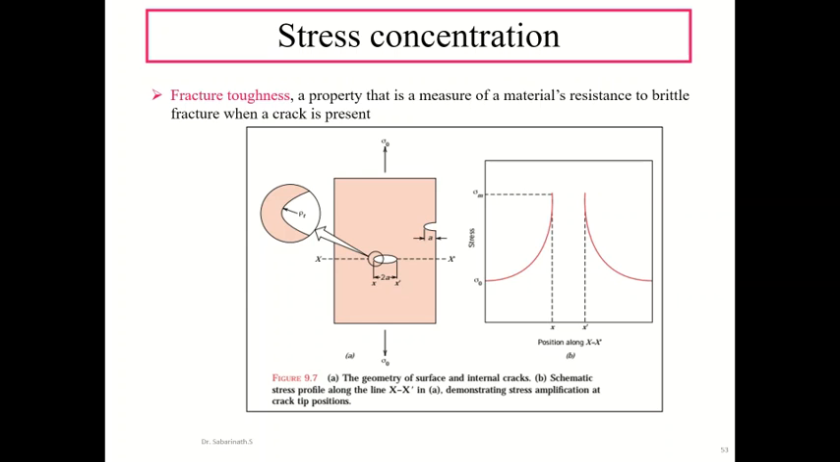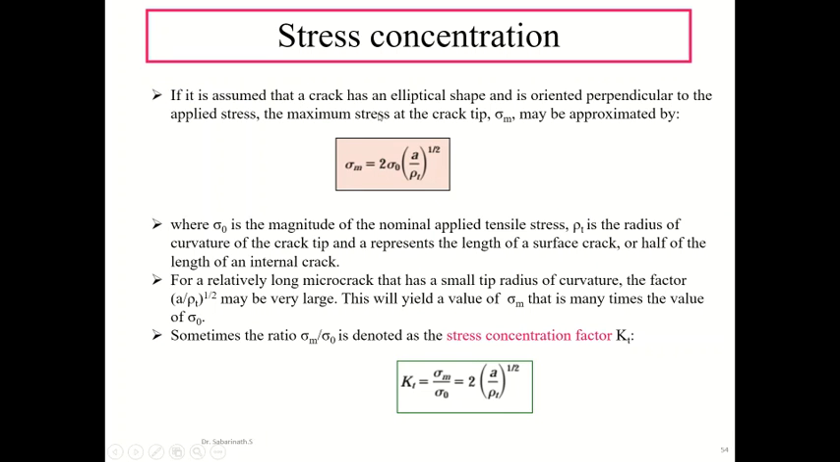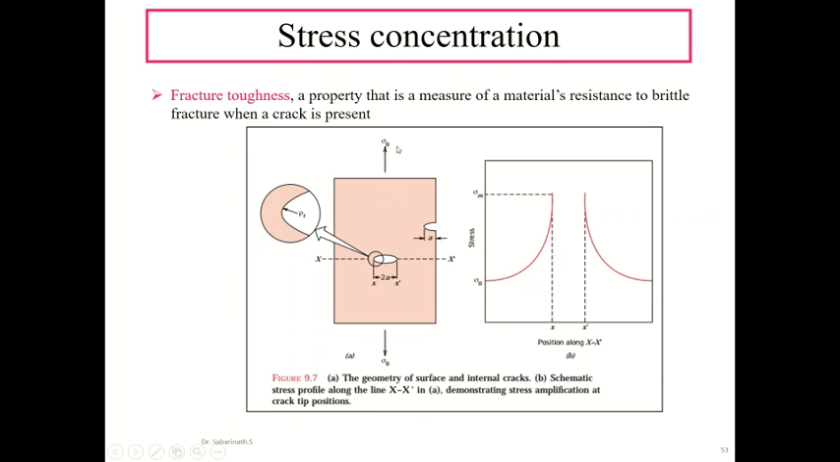Okay, so if we assume that the crack has an elliptical shape and is oriented perpendicular to the applied stress, then we can say the maximum stress at the crack tip, sigma m, is equal to 2 sigma 0 times (a over rho t) the whole raised to 1/2. Here sigma 0 is the magnitude of the nominal applied tensile stress, which is shown in this figure.